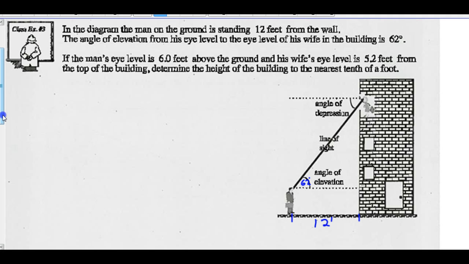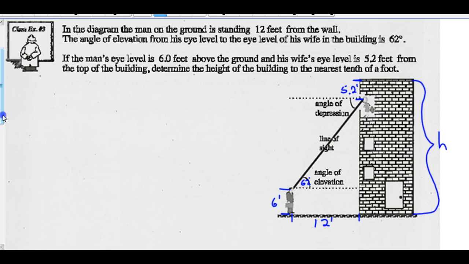If the man's eye level is 6 feet above the ground, so the man's eye level from here to here is 6 feet, and his wife's eye level is 5.2 feet from the top of the building, so her eye level from here to there is 5.2 feet. Determine the height of the building to the nearest tenth of a foot. So we want this whole height.